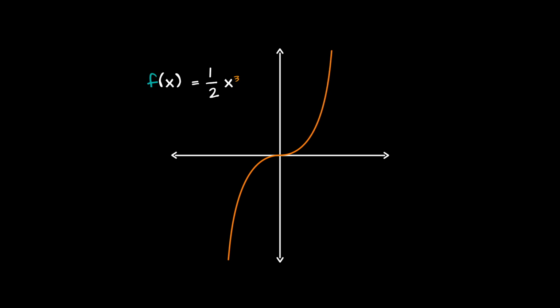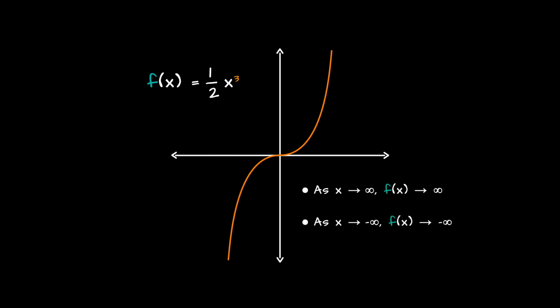But if x is a very large negative number, then the output of the function will be a very large negative number as well. The reason for this is that if you take a large number and cube it, then it will retain its sign, right? So if that number is positive and you cube it, then it will still be positive, but very large. And multiplying it by 1/2 doesn't really change that. On the other hand, if you take a large negative number and cube it, then the result will still be negative, and multiplying it by positive 1/2 will keep it negative.